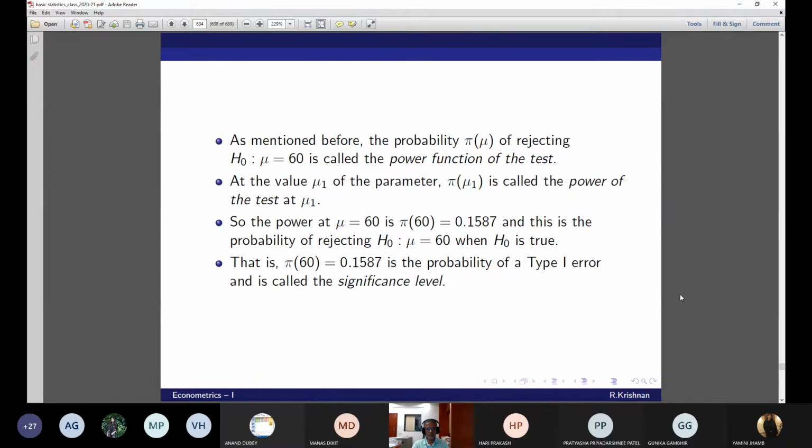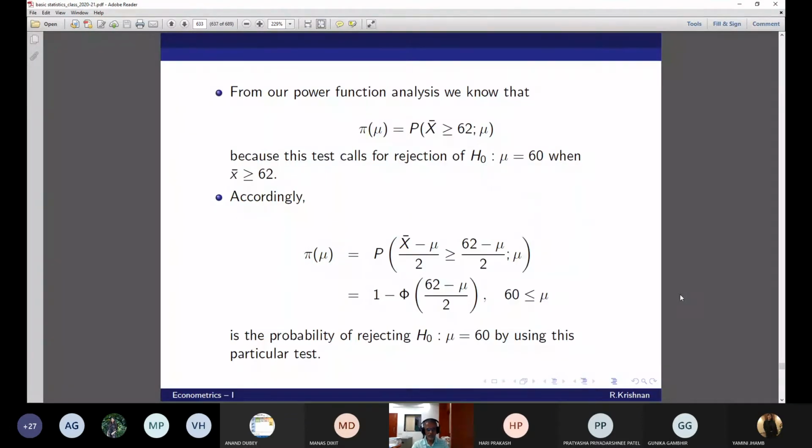As mentioned before, the probability pi(mu) of rejecting is called the power function of the test at the value mu1. All the doubts that you might have had, this is how you must have been approached in undergrad. They might have approached you only this way. Am I right? Yes, sir. This is the way.